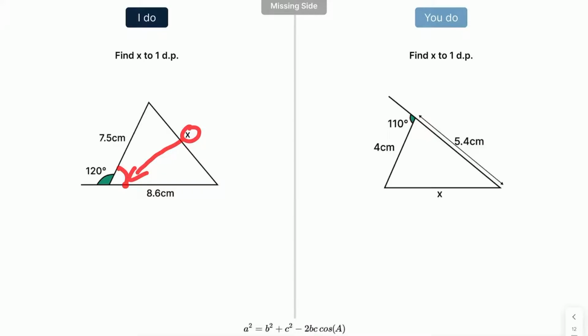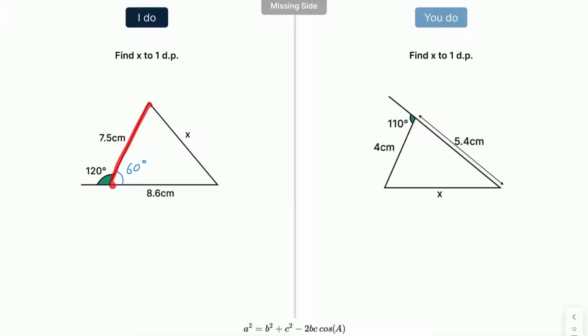No, it doesn't, but you can find it quite easily because angles on a straight line add up to 180. So again, let's ask ourselves that question. Do we have a missing side with an angle opposite it? Yes, we do. Can we use the sine rule? No, because there's only one pair. This has no pair, and this has no pair. So we can't use the sine rule, we must use the cosine rule.